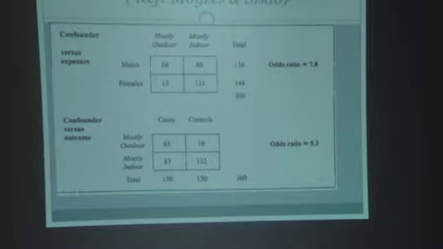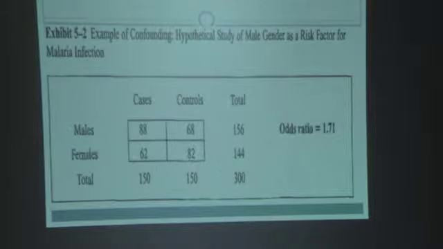Okay? Now, this is a 2x2 table. We're now looking at a third factor. We have seen the association. At this stage, we conclude that yes, there is a relationship between being male and getting malaria infection, because the odds ratio is above 1, it is 1.71. There is 71% higher risk of having malaria when you're a man compared to when you're a woman. So there is a relationship between being male and getting malaria.